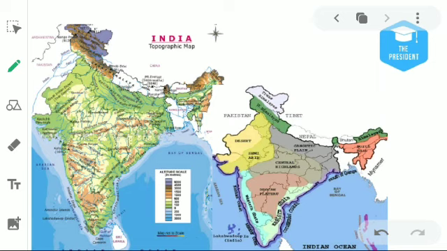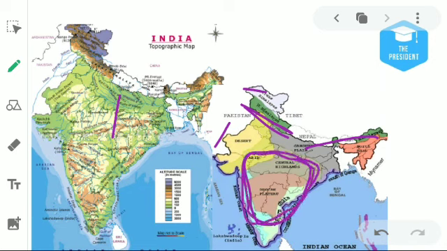here are again two maps. The first one I have discussed. You can see here these are the mountains, the Himalayan range and the Trans Himalaya. Here is the Western Desert, and this total area is known as the Southern Peninsula.